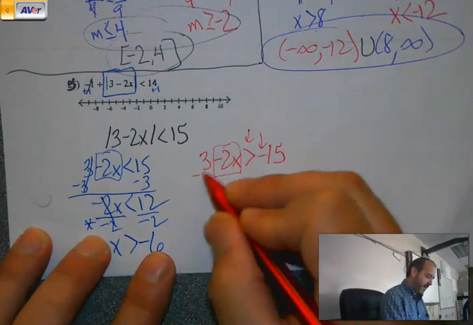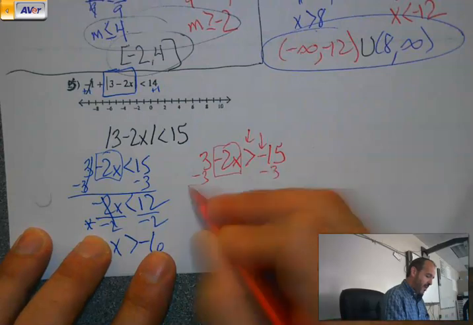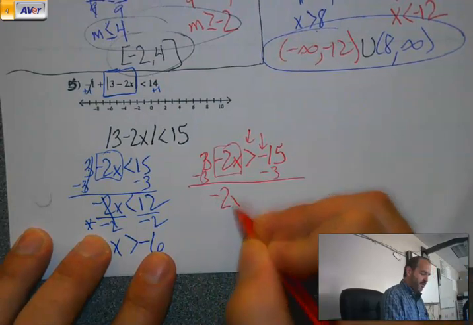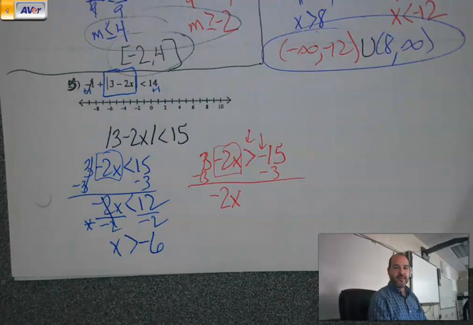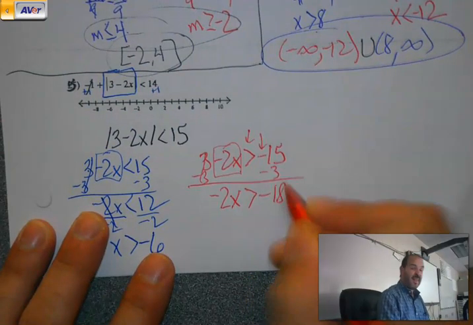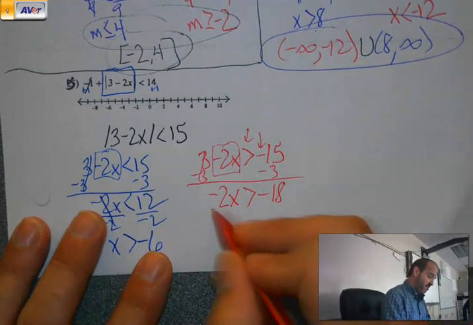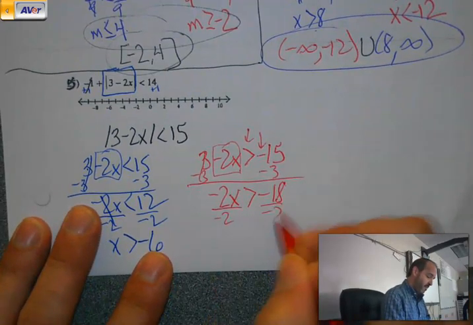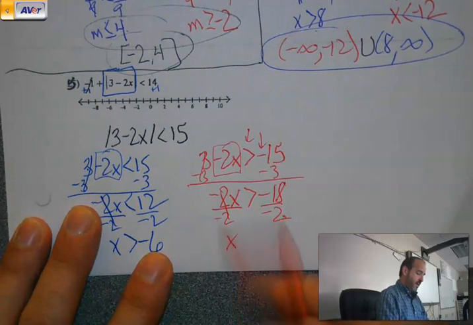Details, people, details. Math is not just about numbers. It's about learning how to look deeply at things and look for details and not make little errors and stuff. That's going to help you in a lot more places than just math. Again, divide by a negative, arrow flip.